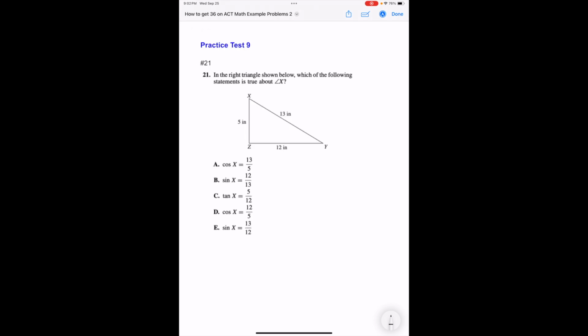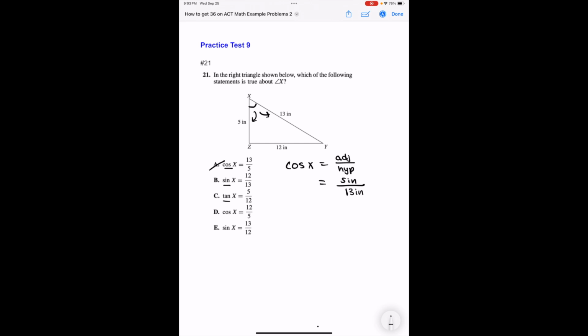Okay, in practice test 9, question number 21 states that in the right triangle shown below, which of the following statements is true about angle x, which is this angle right here. And it is asking you in terms of cosine, sine, tangent, etc. So let's see what cosine of x is. So cosine of x, we know it is adjacent over hypotenuse. And so that would be the adjacent right here, which is 5, over the hypotenuse, which is 13. So cosine should be 5 over 13.